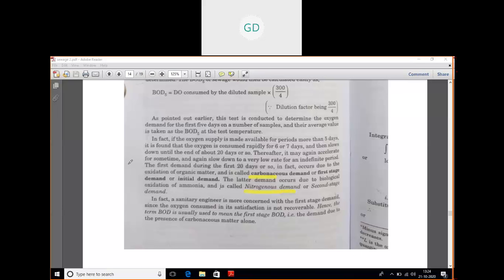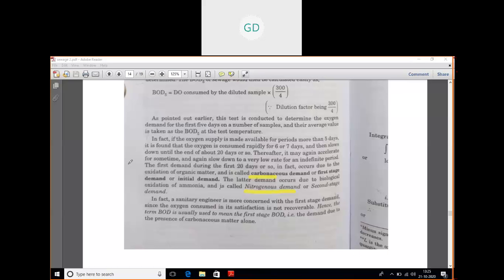Okay, the organic matter consumes the oxygen very rapidly, and then at about the end of 20 days, the consumption rate slows down. Then again after a few days, it slows down to a very low rate.